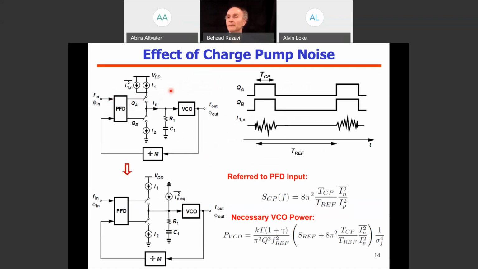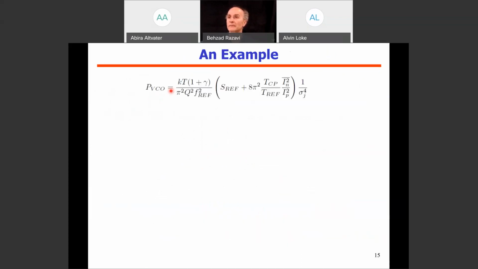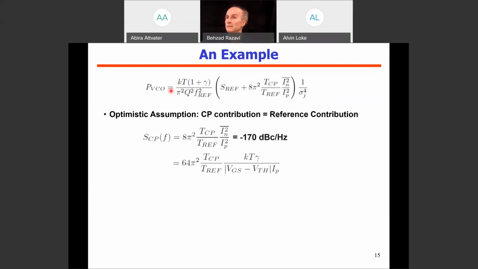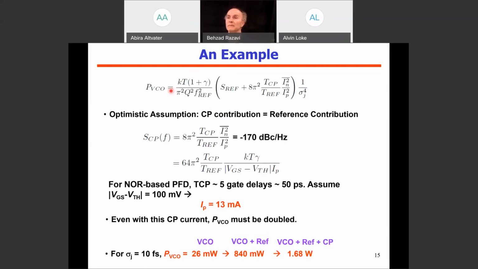Got it. Another question: does going to an all-digital PLL topology offer better performance? Well, as far as the VCO power consumption and the reference phase noise are concerned, no. This part of the equation is not there for a digital PLL because we don't have a charge pump, but this part is here.